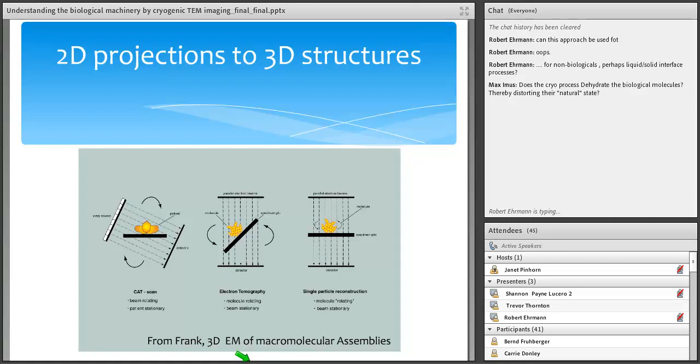So why would we do the different methods? Electron tomography is really for looking at unique structures. If we wanted to look at a mitochondria, no two mitochondria look alike, so we can't average the mitochondria together. So we'll do a tomogram of the mitochondria. But if we are looking at the ATP synthase in the mitochondrial membrane, we would want to do a single particle method.